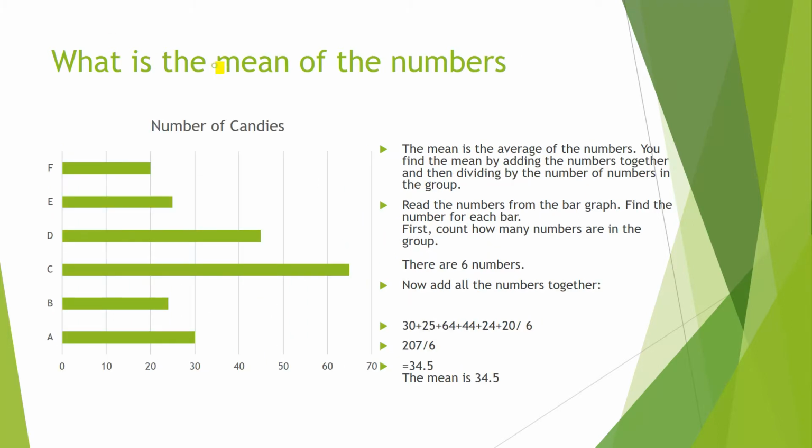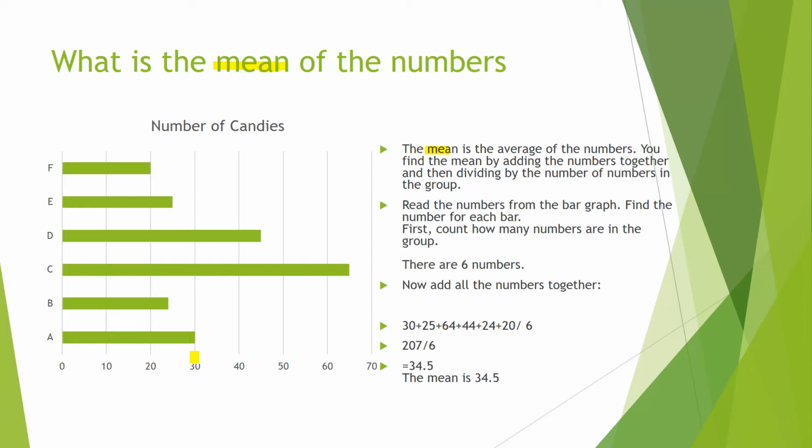Now is the mean. The mean is the average of the numbers. You find the mean by adding the numbers together and then dividing by the number of numbers in the group. What does it mean? First you have to know how many numbers there are. These are the numbers 1, 2, 3, 4, 5, 6. There are 6 bar lines. So these are the numbers.